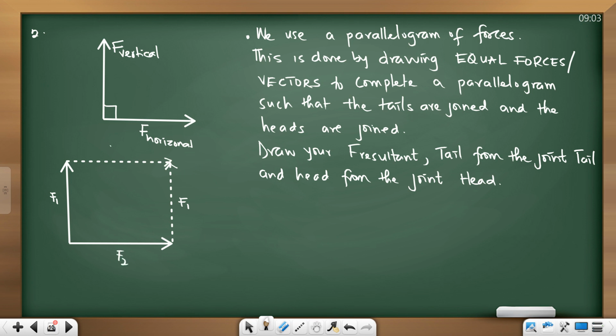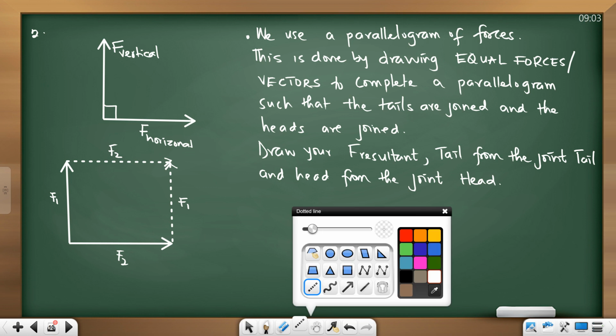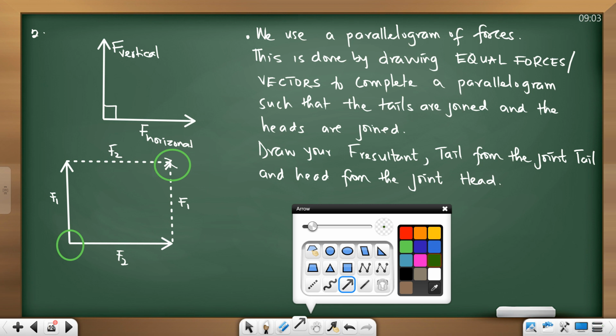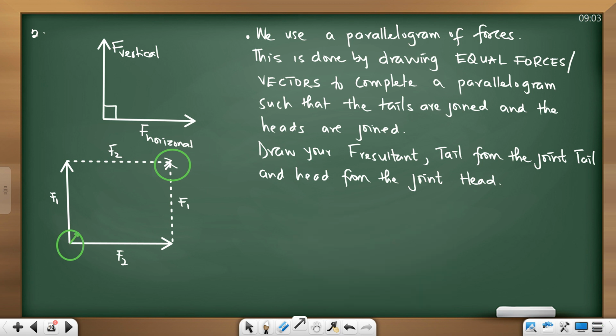What do you notice? Do you notice that I now have the tails in one place and I have the heads in one place? And your resultant must have a tail and head. So I take that now and draw from the tail. That's the tail and that's the head. And this is my F resultant. Does that make sense? Tail would come from the tail. Head would come from the head. So the tails are here and the heads are there.